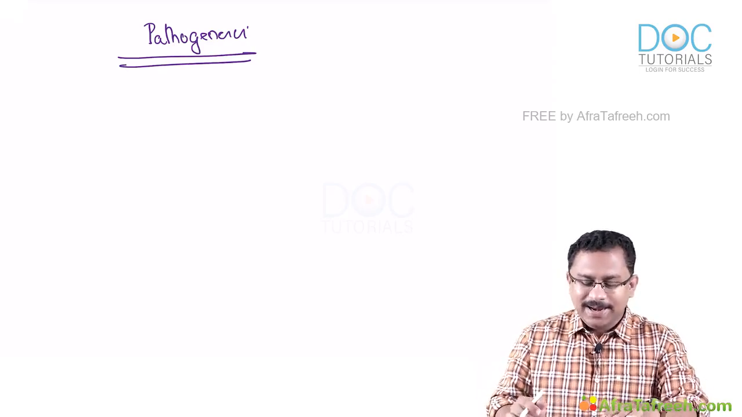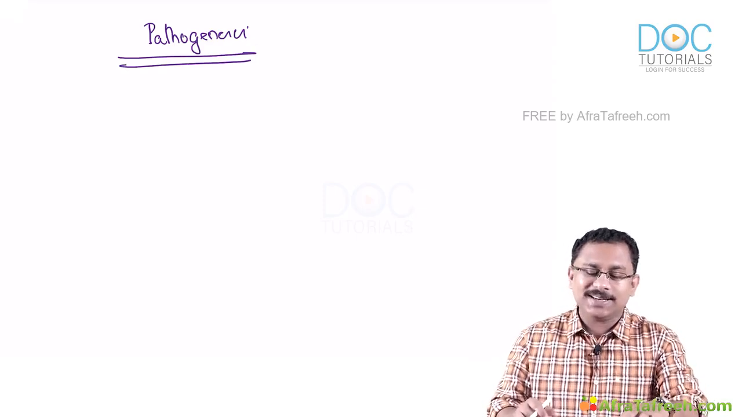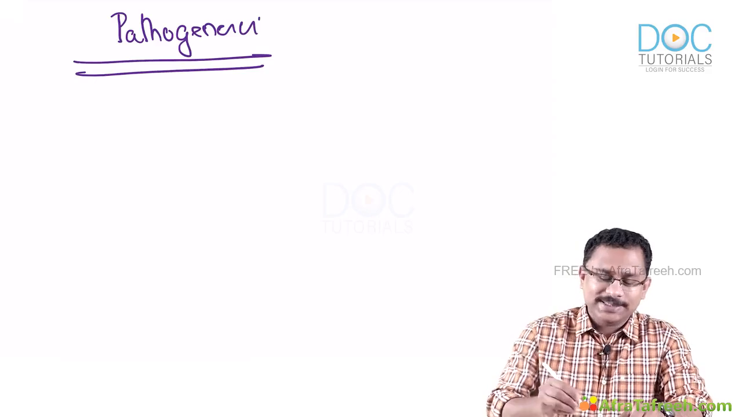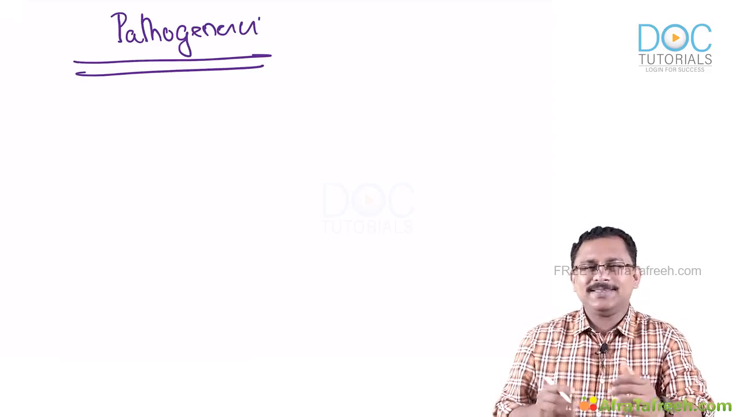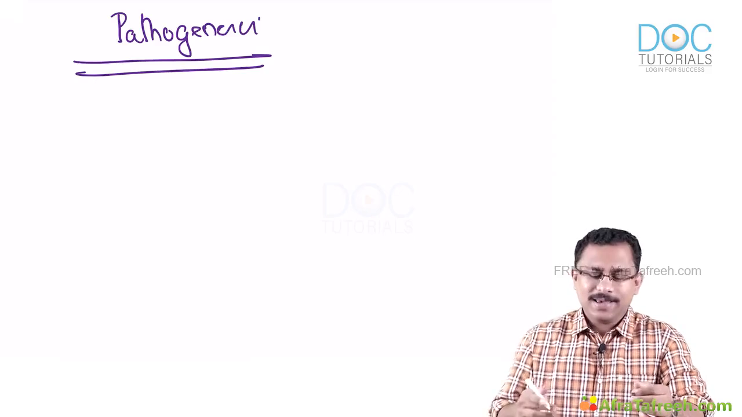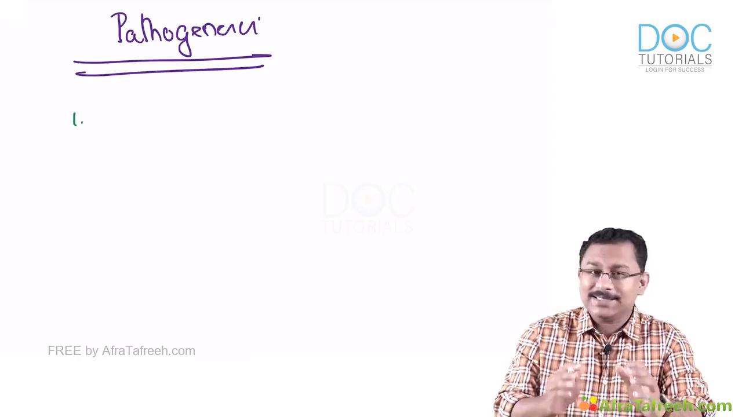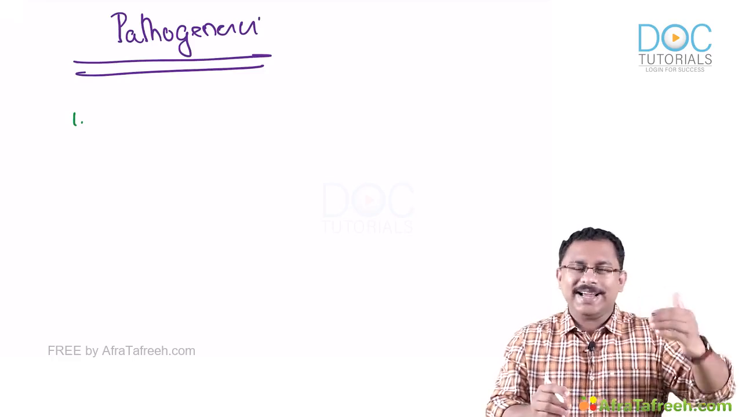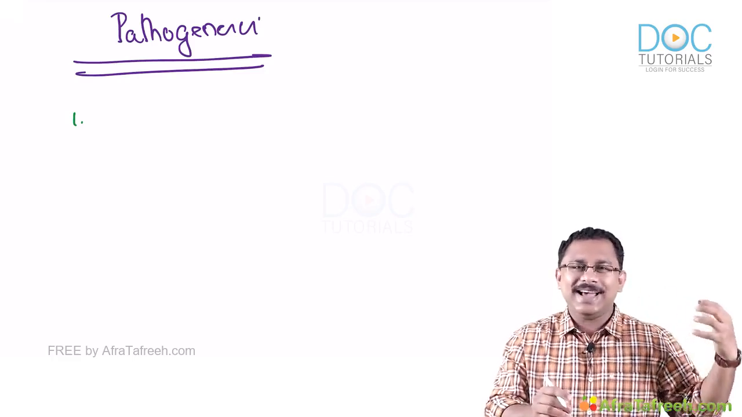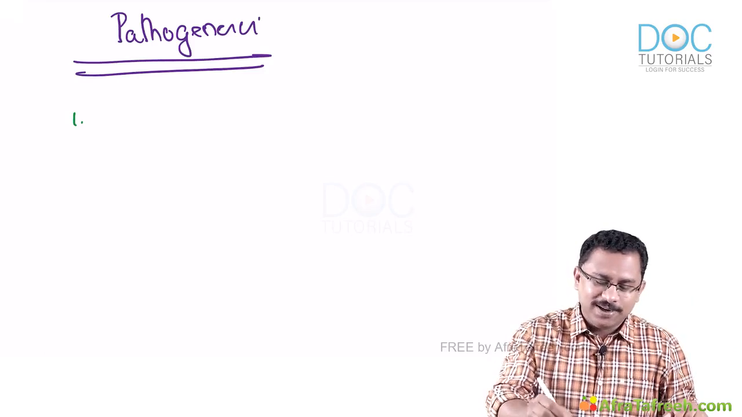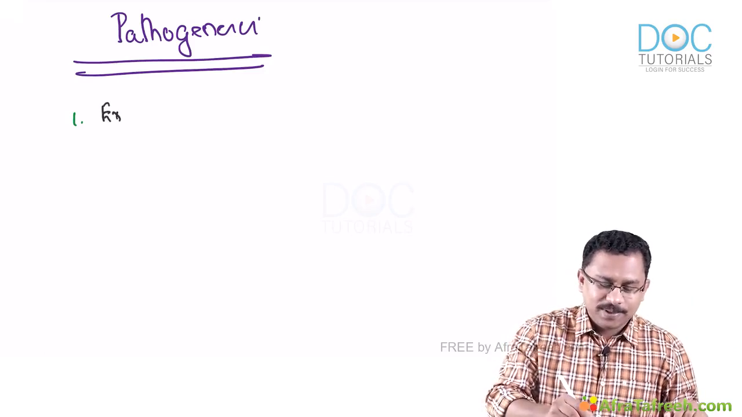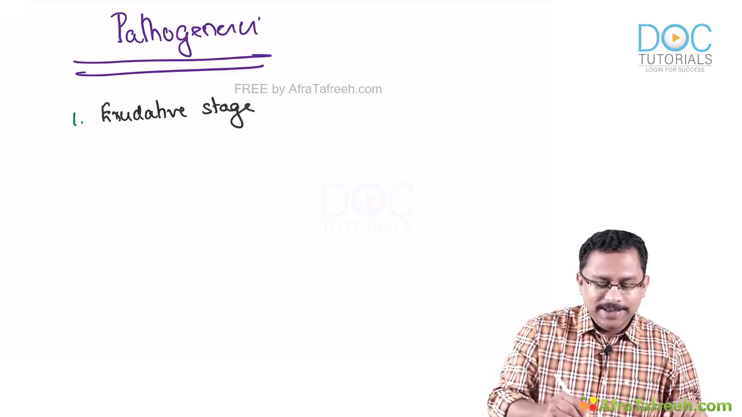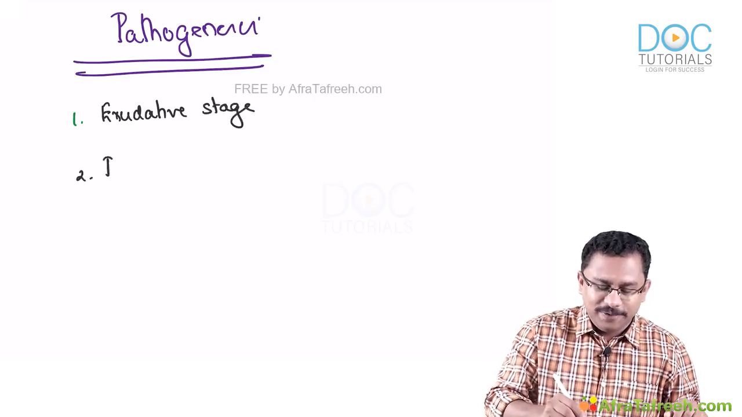ARDS actually progresses through certain stages. There are 3 pathologic stages, in fact. These are not clinical stages, these are pathological stages, because we are trying to see what is the pathology that is happening. First, you have got an exudative stage. Next, you have got a proliferative stage.